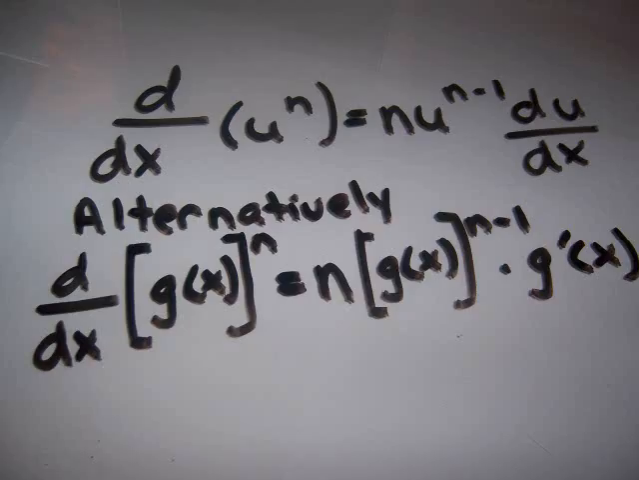This slide shows the power rule combined with the chain rule. If n is any real number and u is equal to g of x is differentiable, then d over dx of u to the nth power is equal to n u to the power of n minus 1 times du over dx. Alternatively, another notation is d over dx of the quantity g of x to the nth power is equal to n times the quantity g of x to the power of n minus 1 times g prime of x.